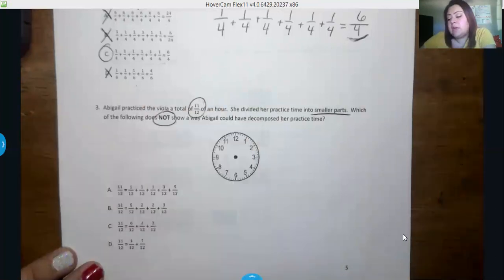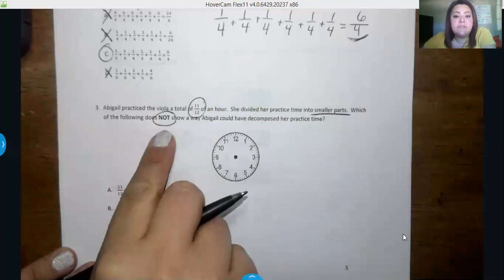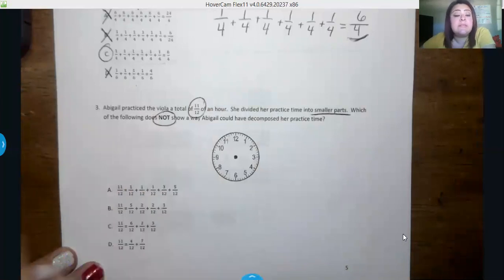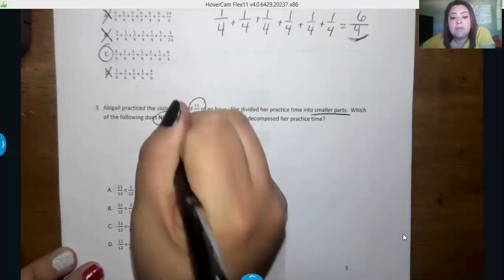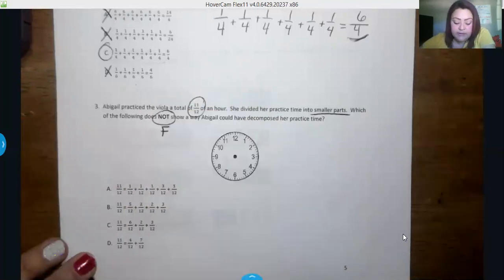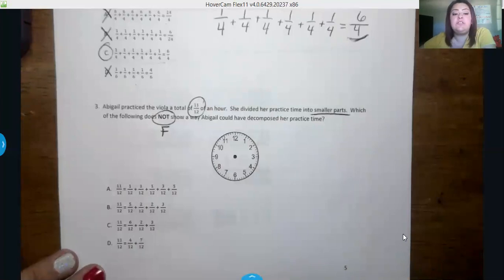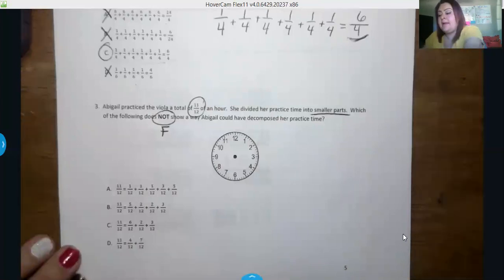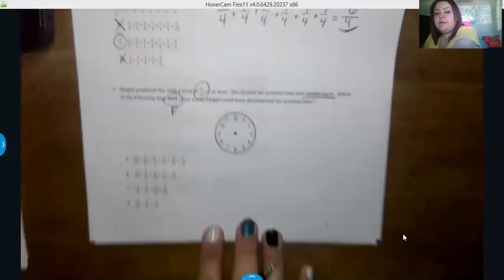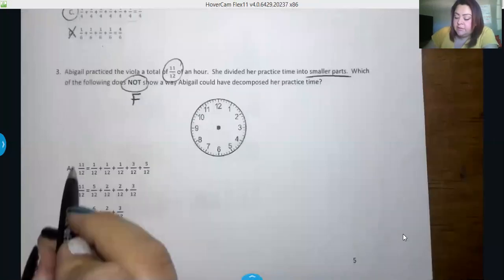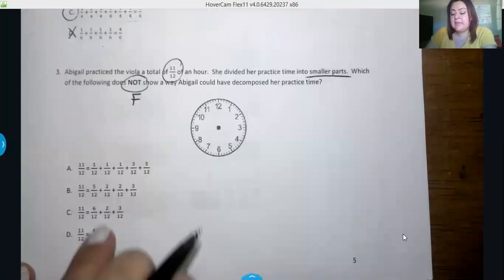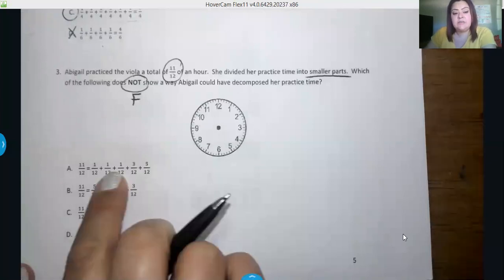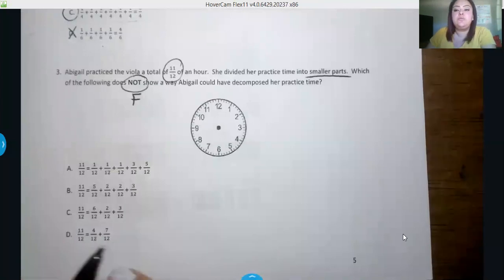So when we see the word not, I like to go through all of my answers and look for true or false. If it's not what you want, then we're looking for the one that's going to be false, okay? So my total was 11/12. Just looking at my answers here, they're all 11/12. Great, we're all starting off correct. So now we need to go through and see that all of these are adding up to actually equal 11/12. And that's going to tell us the true or false.